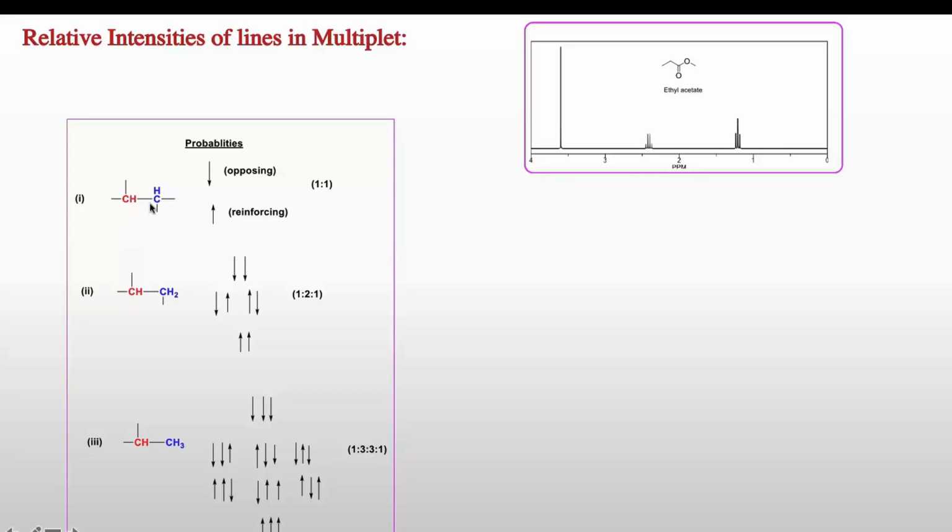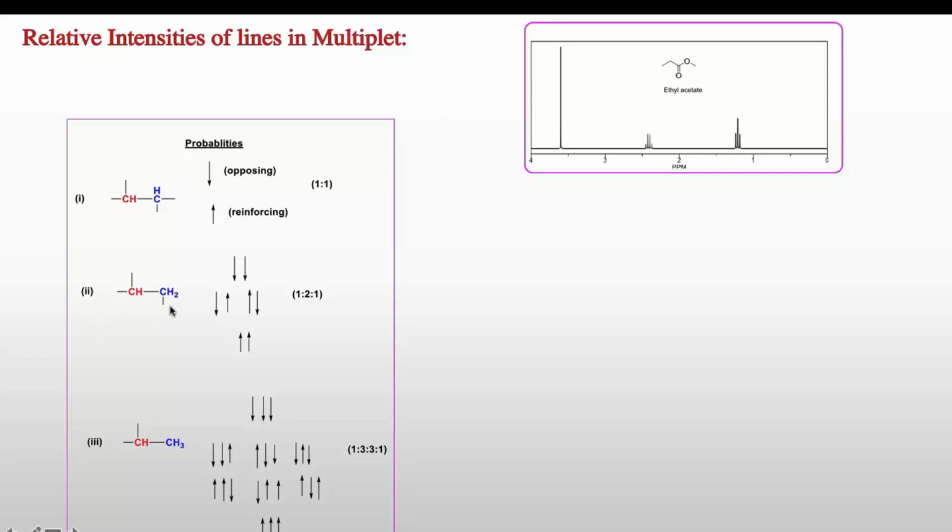Here this CH and this CH are coupling with each other. If we look at this CH, we see the neighboring proton in two ways: either it will oppose the applied magnetic field, or it will be aligned with the applied magnetic field. So there will be only two possibilities, opposing the applied field or aligning with the applied field. So in this case, we get only a 1:1 ratio for the peaks in a doublet.